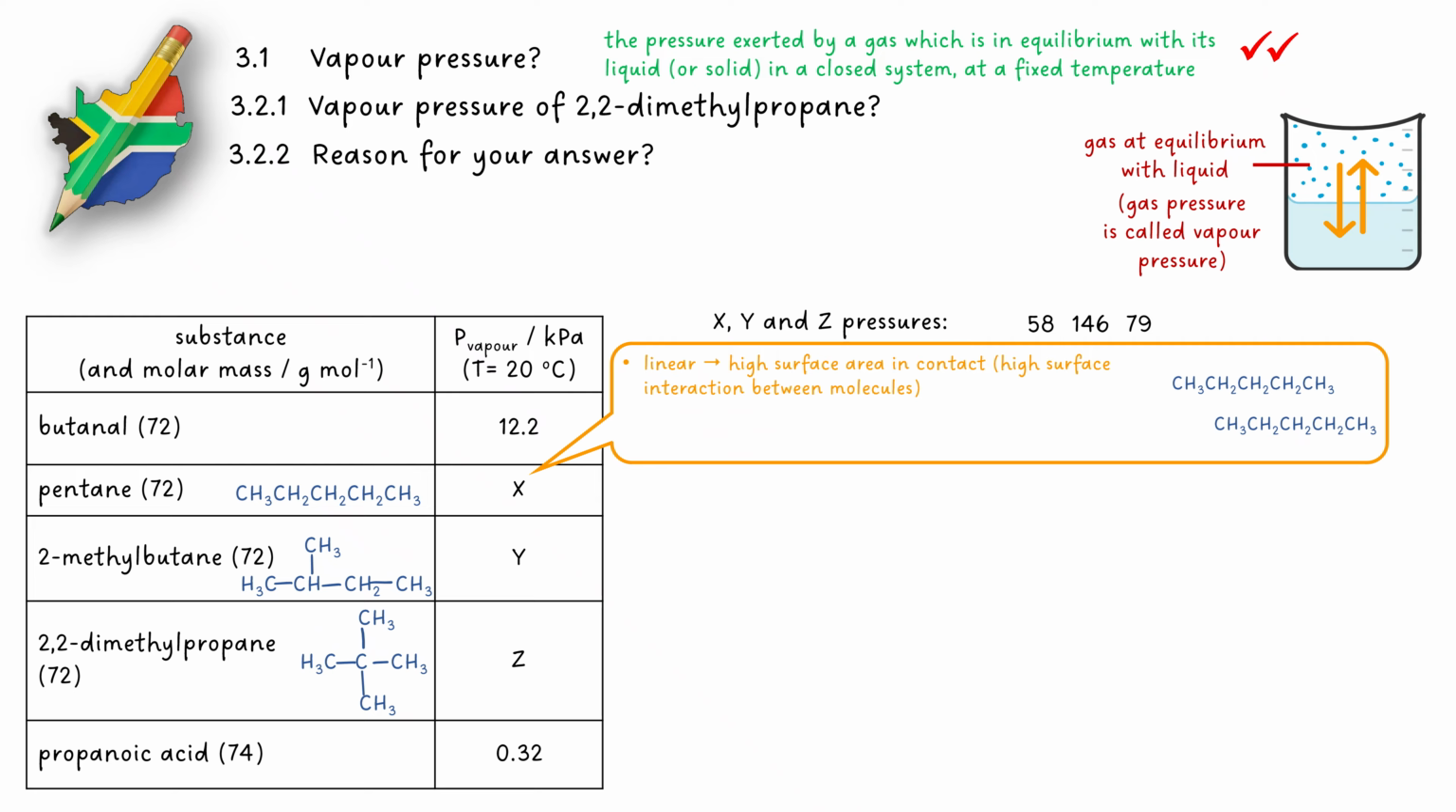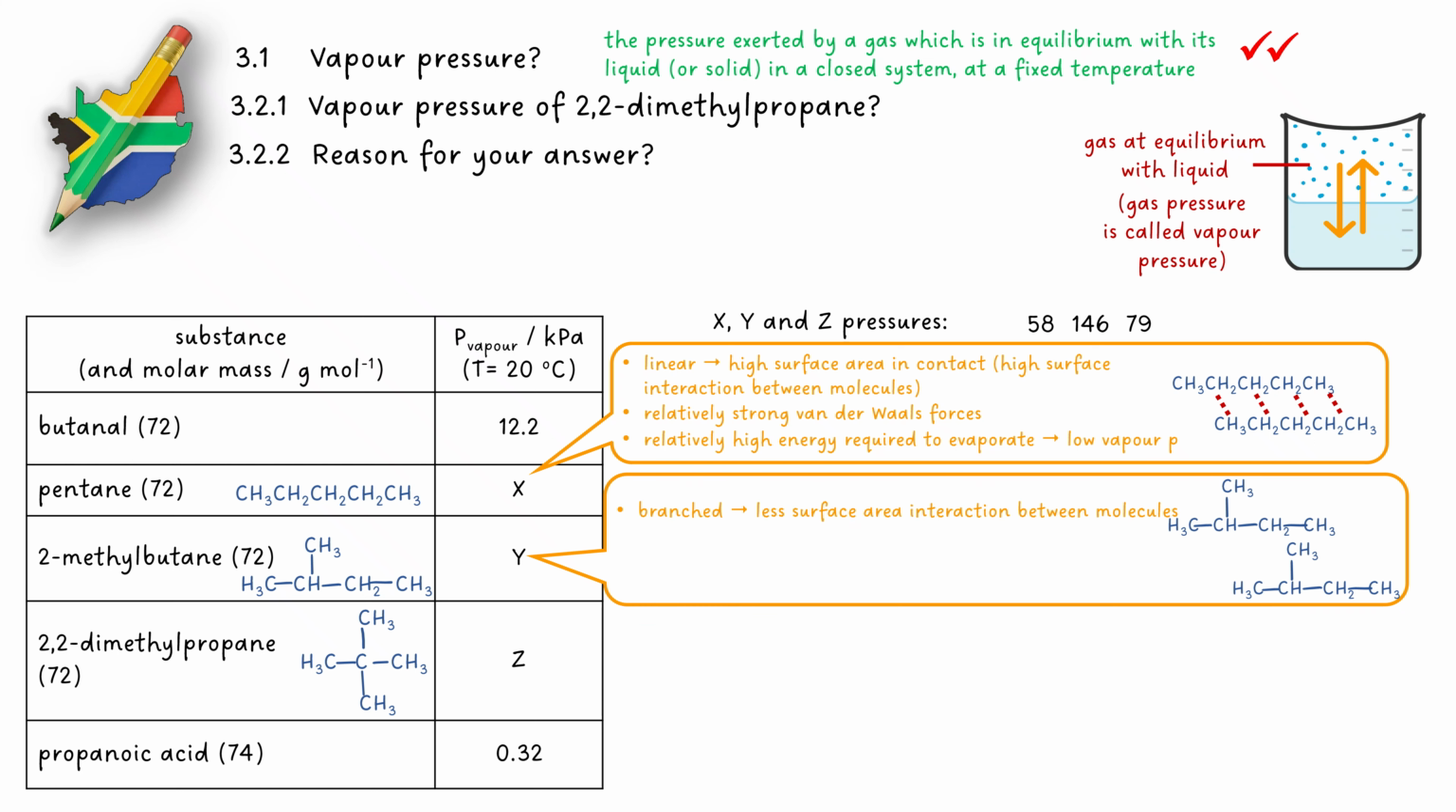Because pentane molecules are linear, they can get close together and have a high surface area in contact with each other, or we could say they have high surface interaction. This results in relatively strong van der Waals forces of attraction due to temporary dipoles. A relatively high amount of energy is required to overcome these forces to evaporate the liquid molecules, and therefore the vapor pressure which results is low.